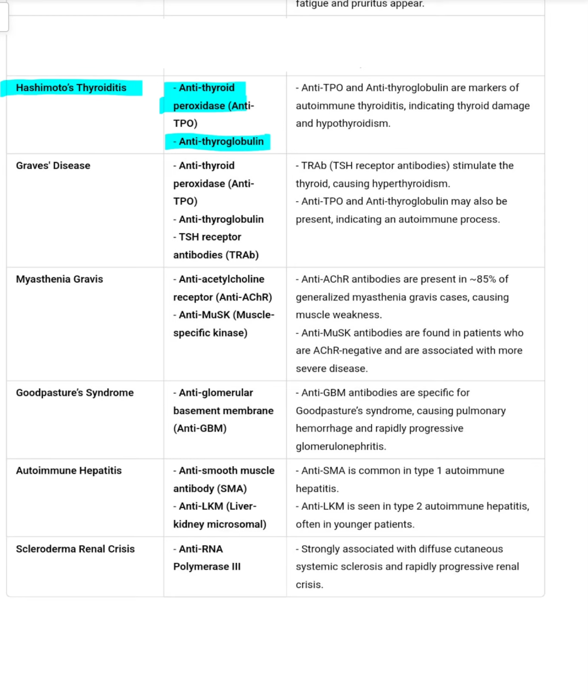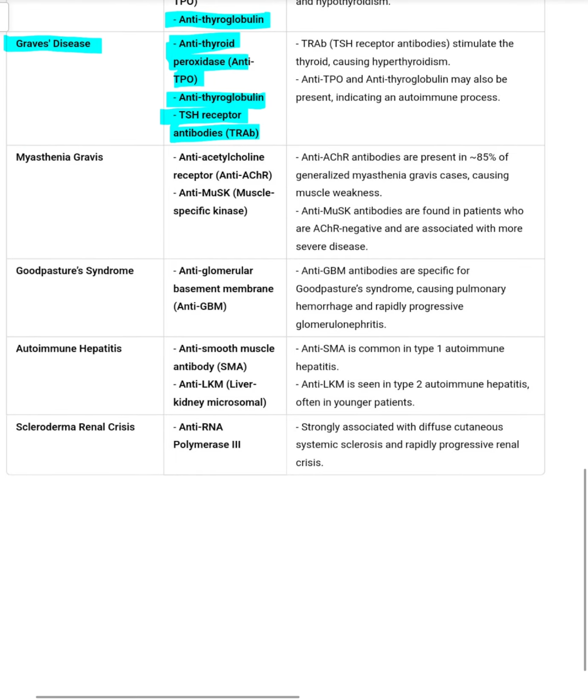Next is Graves' disease. What antibodies will we get? Anti-thyroid peroxidase, that is anti-TPO, and anti-thyroglobulin, the same. Now one more antibody that we get specifically is the TSH receptor antibody, that is gain of function. When the TSH receptors are stimulated by antibodies, there will be more and more production of thyroid hormone, right?